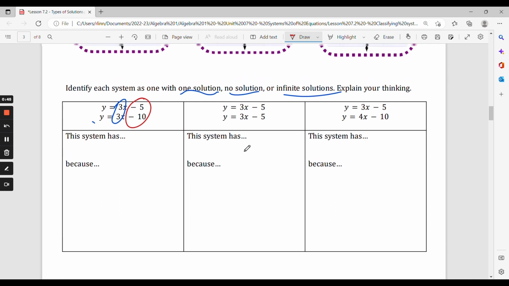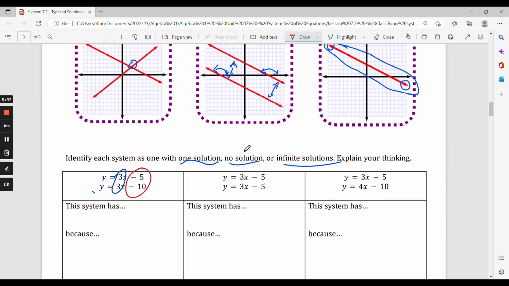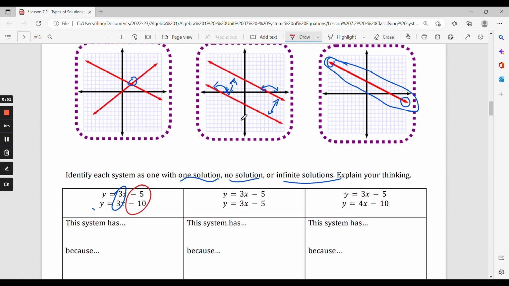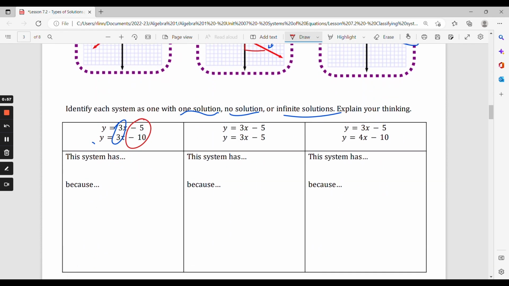So if I think back to what I just did, when I had two parallel lines, two lines with the same slope, I know that that's going to have no solution. So this system has no solution.